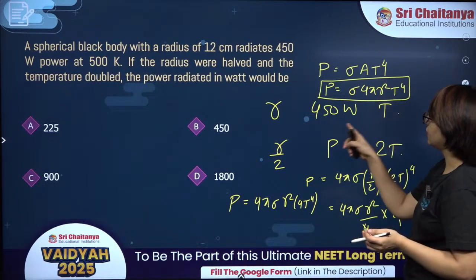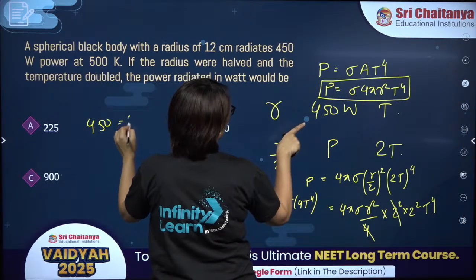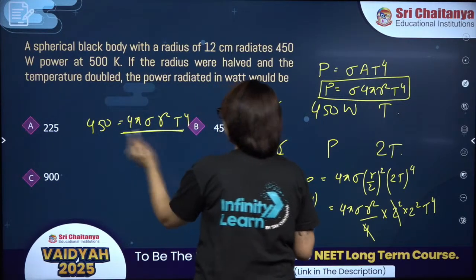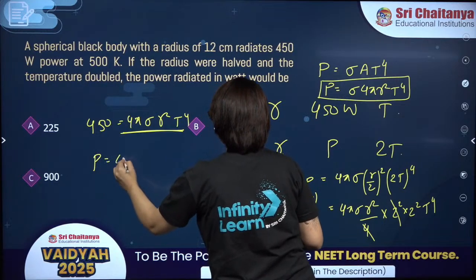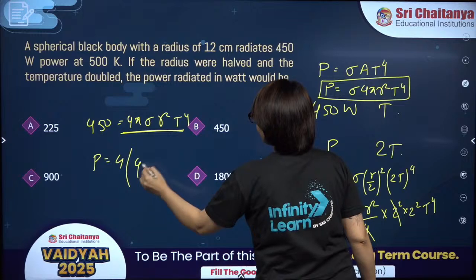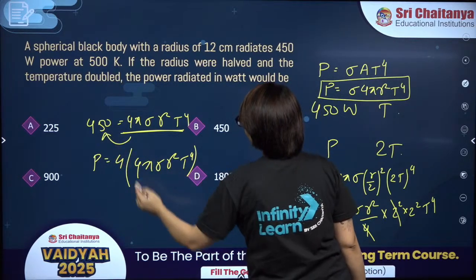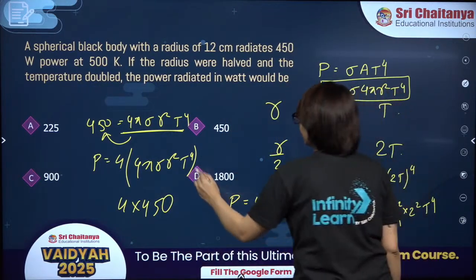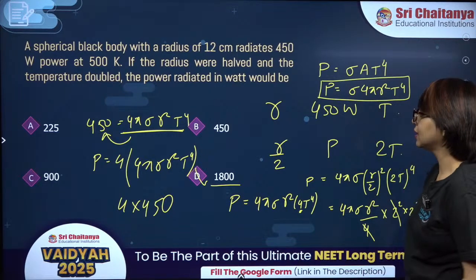Now here, when the power is 450 watt, it should be 4 pi sigma r square into T power 4. So basically this value is equal to 450. So new power is 4 times. You can take this 4 outside, 4 times 4 pi sigma r square into T power 4, and this complete value is 450. So it is 4 times 450, which is 1800 watt, which is option D.